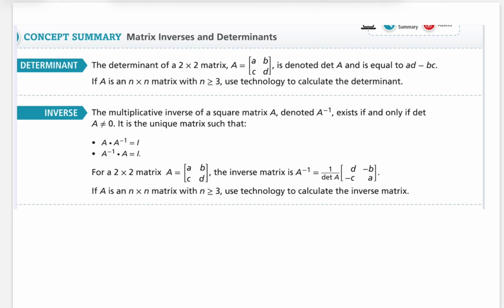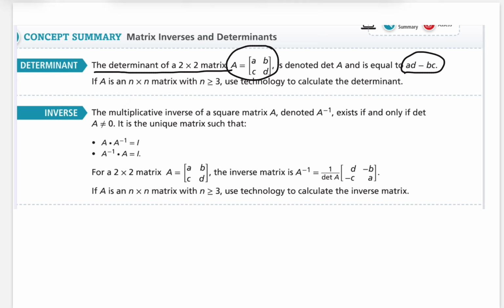So the determinant of a 2x2 matrix. We're only going to be focusing on 2x2 matrices in this lesson. If this is how we set up our matrix with A, B, C, D, the determinant of matrix A is going to be equal to AD minus BC.